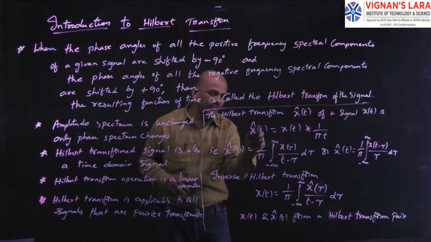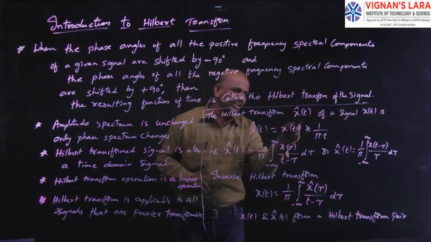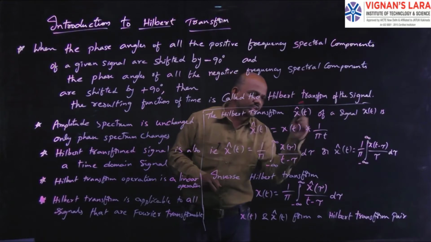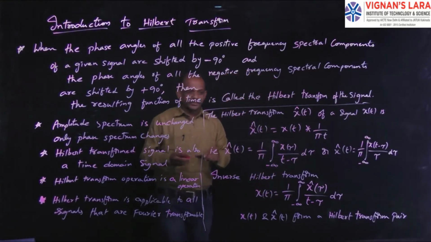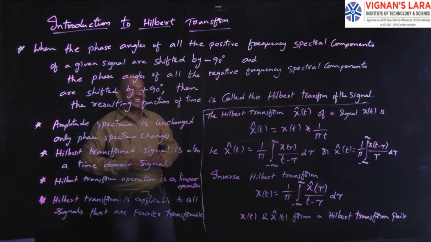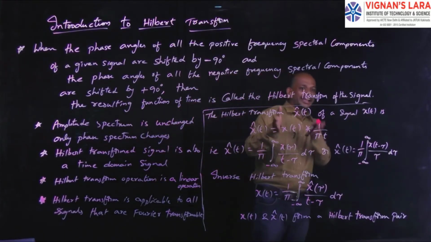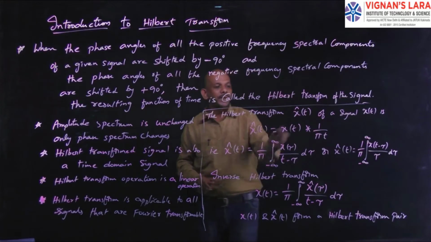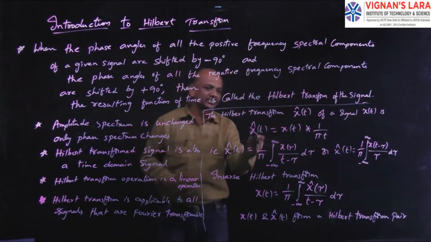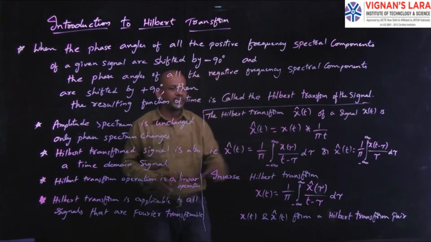So, x cap of t will be equal to the given signal x of t convolution, this is a symbol for convolution, with 1 by pi t. Simple. The Hilbert transform x cap of t of a signal x of t is nothing but the convolution of x of t with 1 by pi t. So, we can represent like this: x cap of t equal to x of t convolution 1 by pi t.